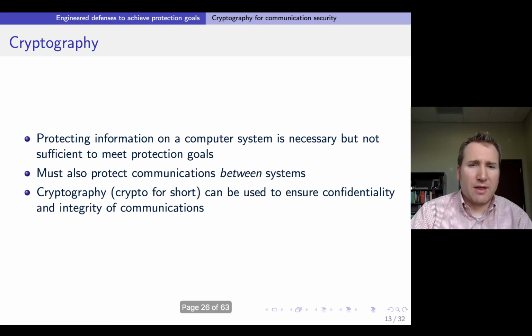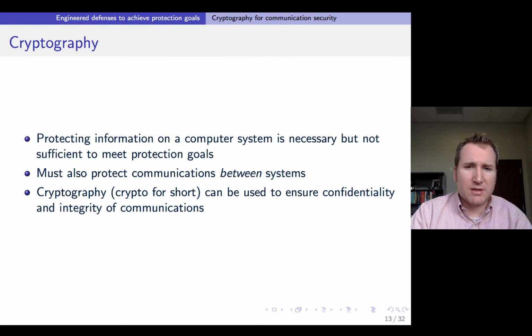Okay, so that's going to wrap up our discussion for today, and we'll continue in the next video by discussing cryptography.